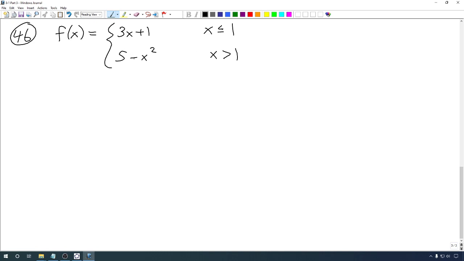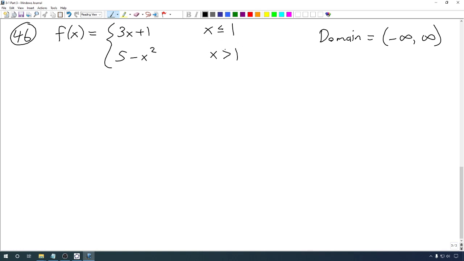In this case, again, our domain is going to be everything. We actually don't have a problem with domain in this one. We have a definition for what this function gives for any point in the real line. It's just that we have two different definitions depending on whether or not we're above 1 or below 1, or below or equal to 1.